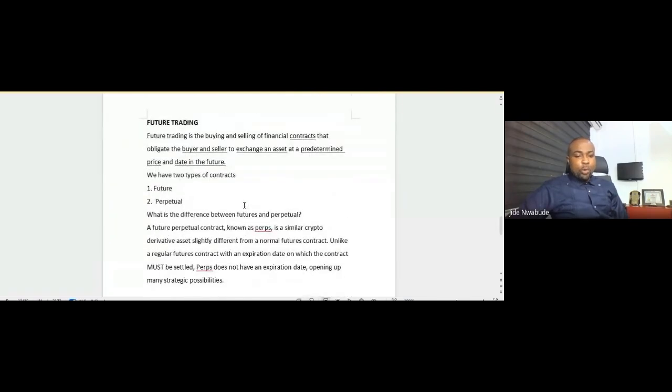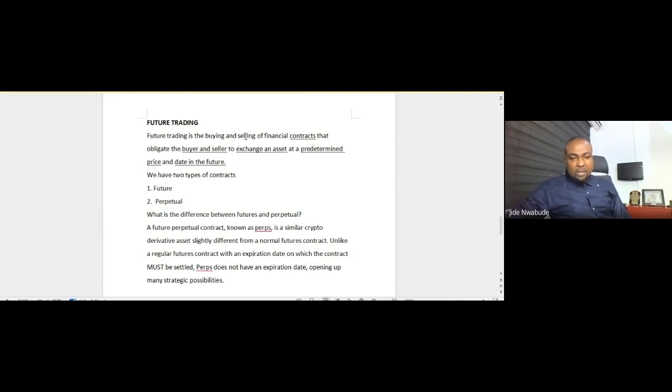Is everybody ready? If everybody is, I am. So quickly, we'll be looking at future. Future trading is buying and selling of financial contracts. You know, in spot trading, you buy the assets. But in future trading, you're not buying the assets. You're buying a contract. Now, what this contract simply says, you're buying a speculation. You're profiting from speculation.